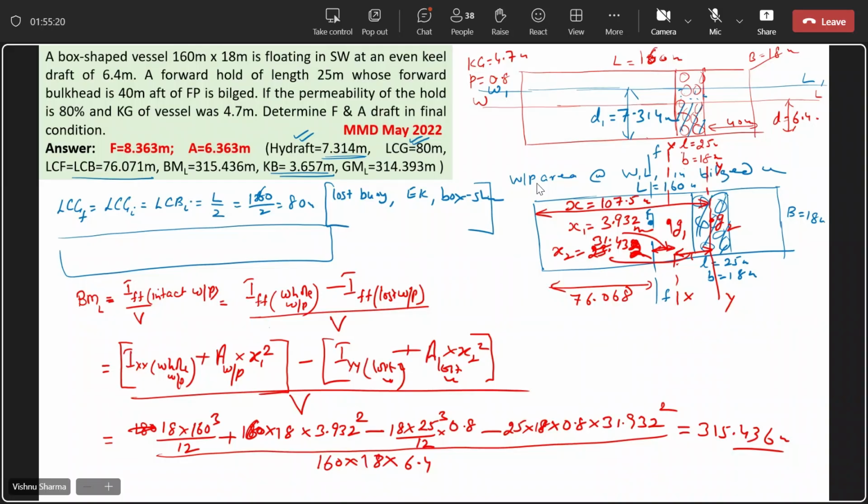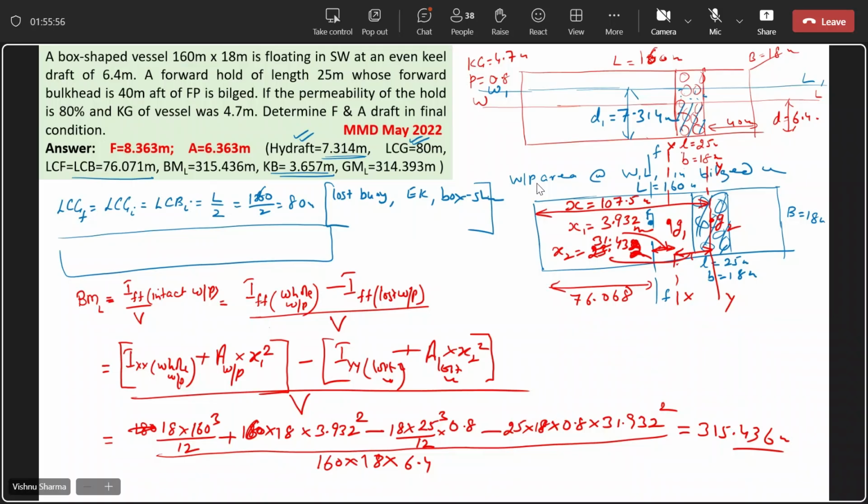Now, guys, you have KB, you have BML. If you add KB and BML, what are you going to get? You'll get KML. The KG in the bilging condition will remain the same. So you can write KG in the bilging condition is equal to KG initial. Why? Because we are following the lost buoyancy method. KG final will be 4.7. So guys, KB plus BML minus KG will give you the GML.